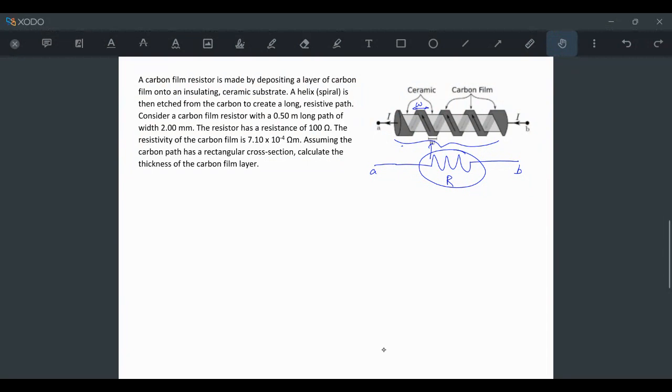So the idea is, imagine that this spiral was fully unwound. It would look something like this. It has a rectangular cross-section. It's very long. Has dimensions L, W, and T for thickness. And this is what we're trying to find, the thickness.